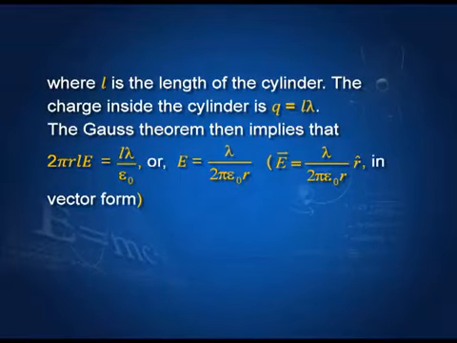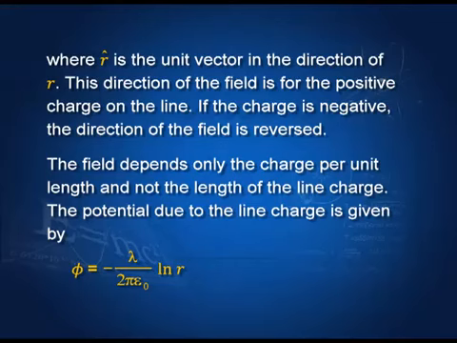Lambda is the charge per unit length, and moreover the field depends only on the charge per unit length and not the length of the line charge. So, it is simply proportional to lambda. So, lambda is constant, therefore, this field varies as charge divided by r.